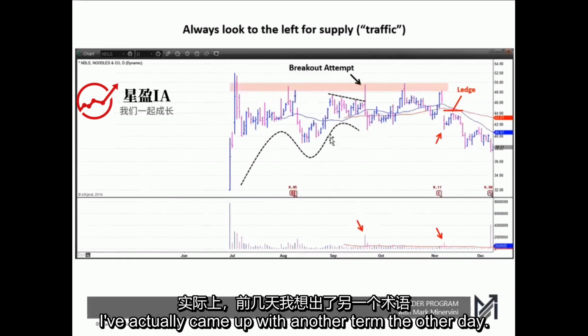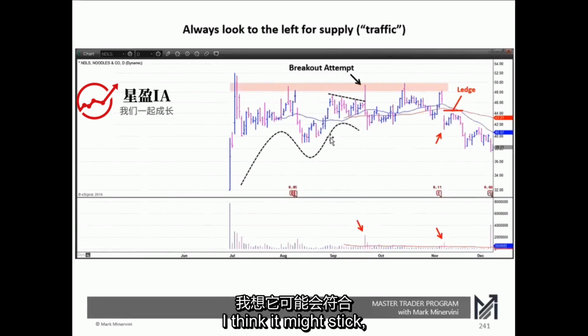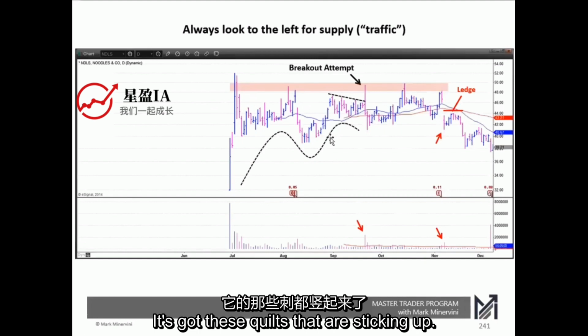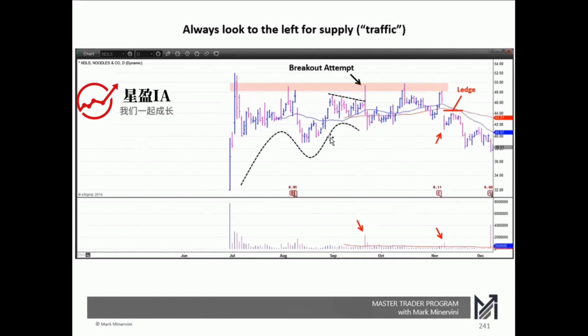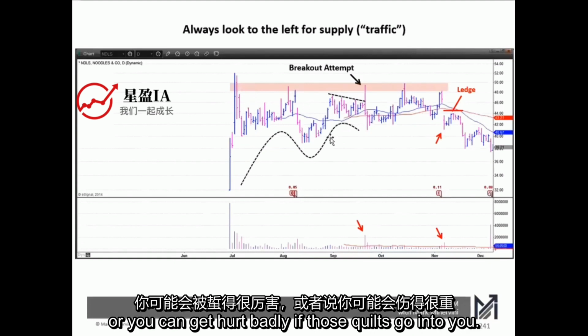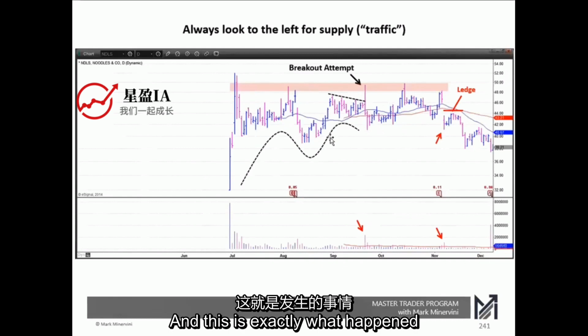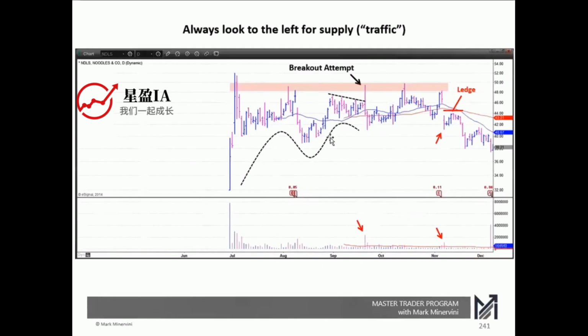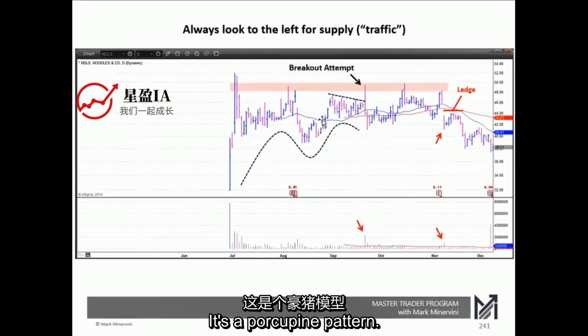Yep. I actually came up with another term the other day. I think it might stick. It looks like a porcupine. It's got these quills that are sticking up. Yeah. And boy, you can get stung, or you can get hurt badly if those quills go into you. And this is exactly what happened. Porcupine supply. It's a porcupine pattern.